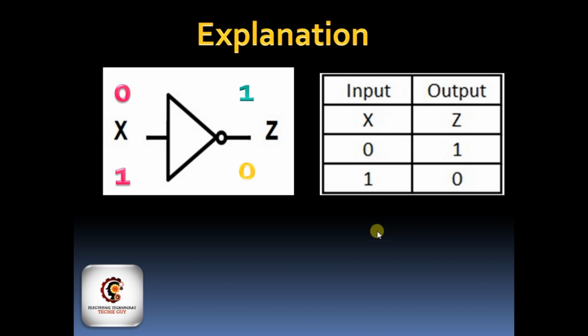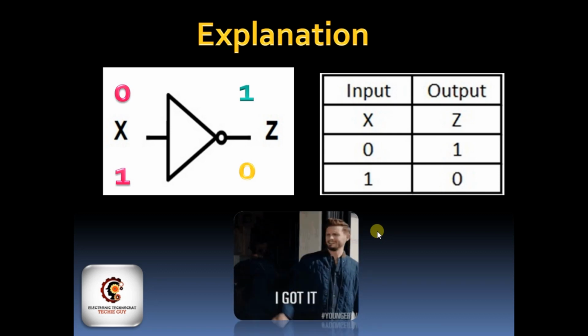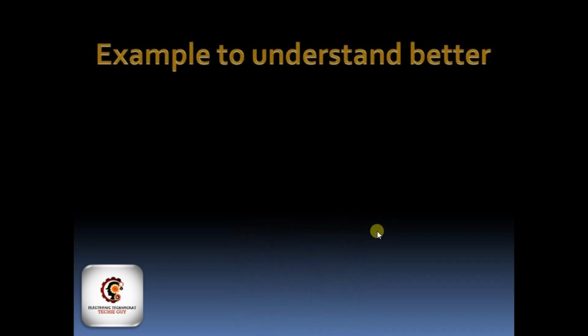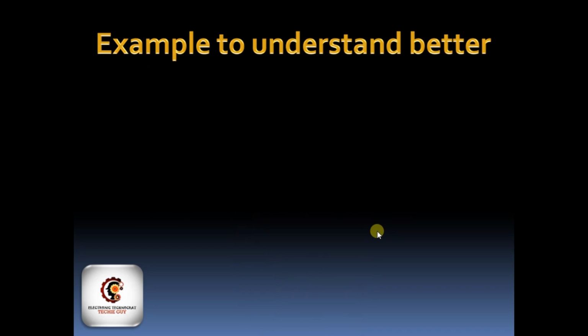Pretty simple, isn't it? The NOT gate is very simple. Just invert the input and you will get the output. Yeah, you got it, man. So let's go ahead. We'll take an example to understand it much better.